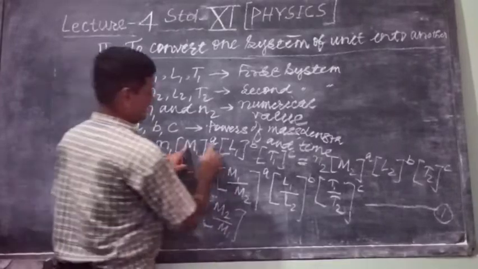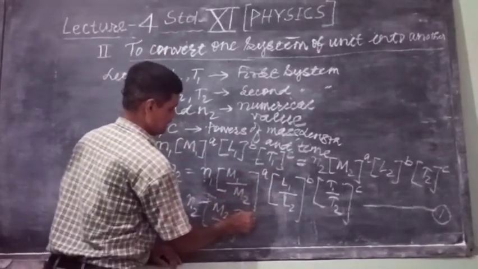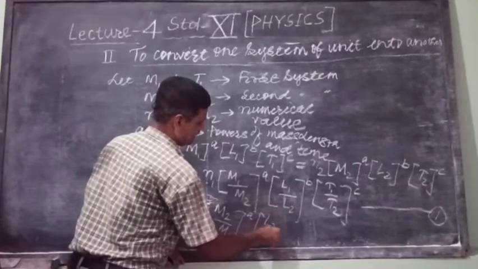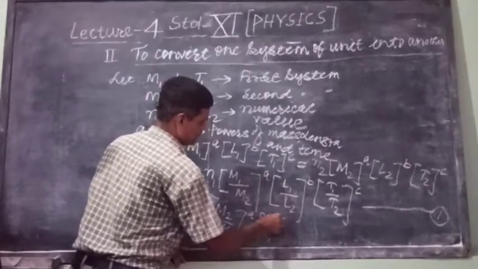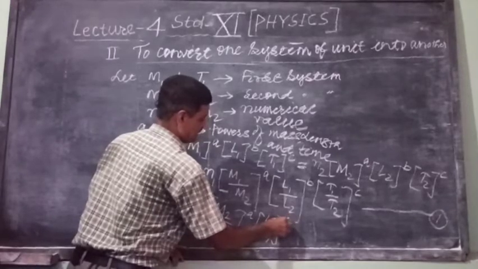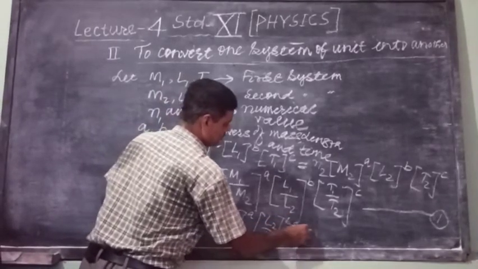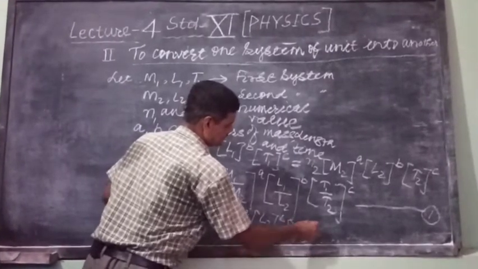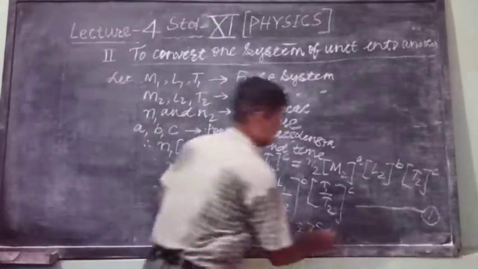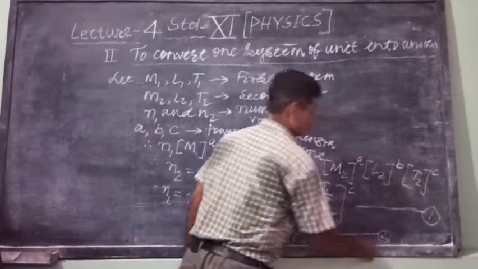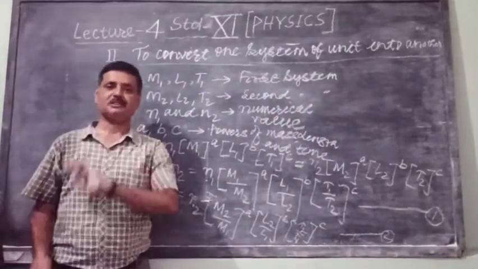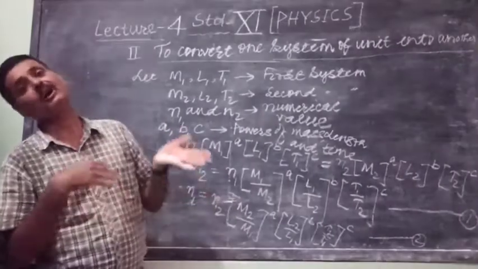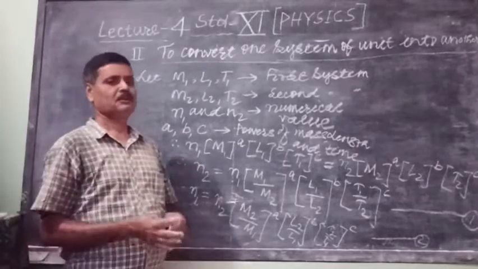The power of mass in both is the same. It is (L2 by L1) to the power B and (T2 by T1) to the power C. We can write it as equation number 2. These are the two equations by which we can easily convert one system of unit into another system of unit.